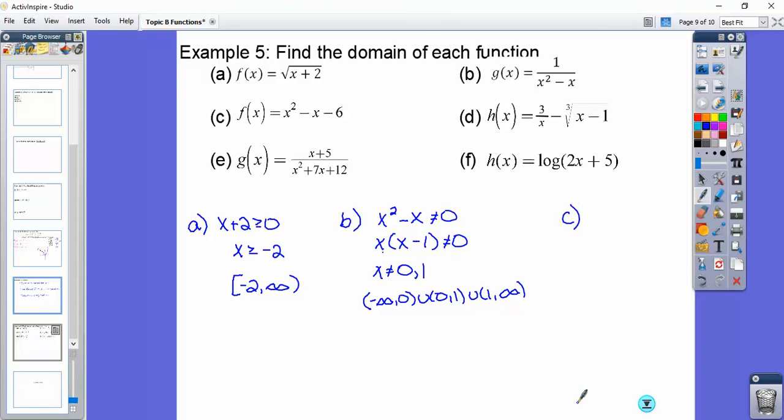C. There is no radical here. There is no fraction. There is no logarithm. So there are no rules being broken. So your domain is just automatically -infinity to +infinity.